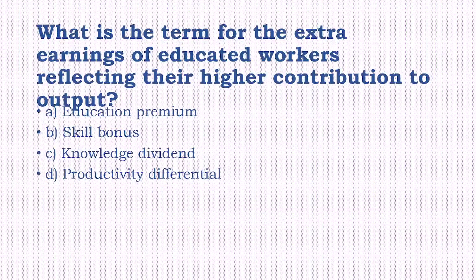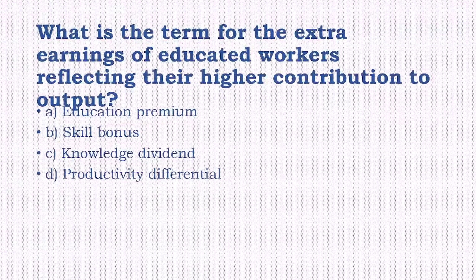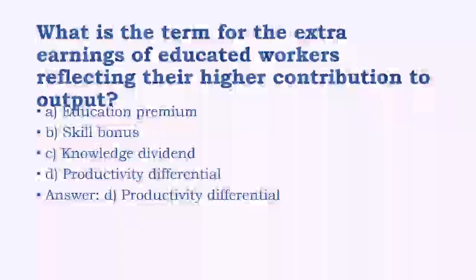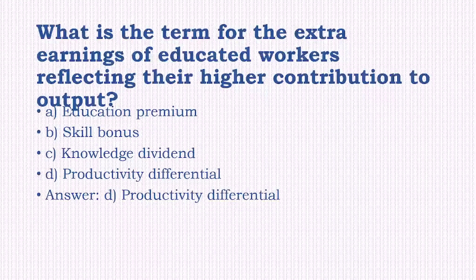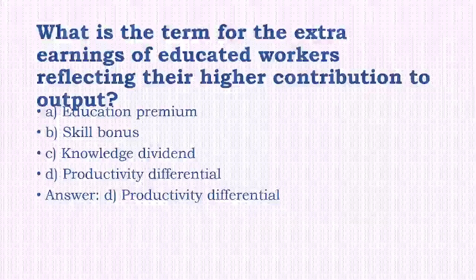Next, what is the term for the extra earning of educated workers reflecting their higher contribution to output? Options: education premium, skill bonus, knowledge dividend, productivity differential. The answer to this question is option D, that is productivity differential.